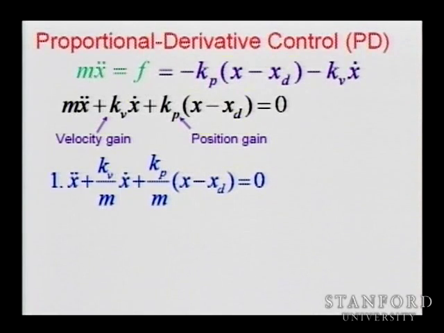Now, if we rewrite this equation by dividing it by m, we are going to be able to see what closed loop frequency we have and what damping ratio we have.